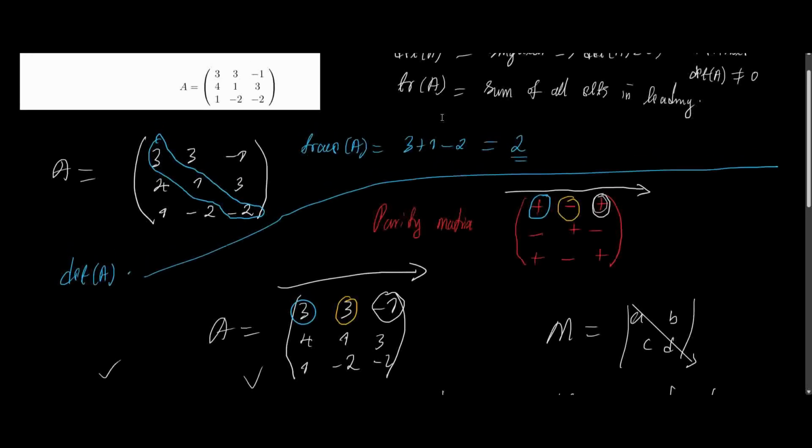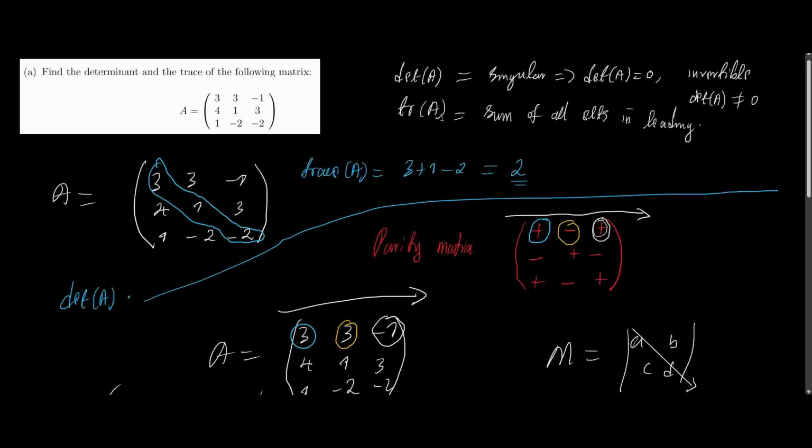As simple as that. So you just have to pay attention to the parity matrix, especially when computing the determinant. If you miss out these signs, you're going to get a completely different value.